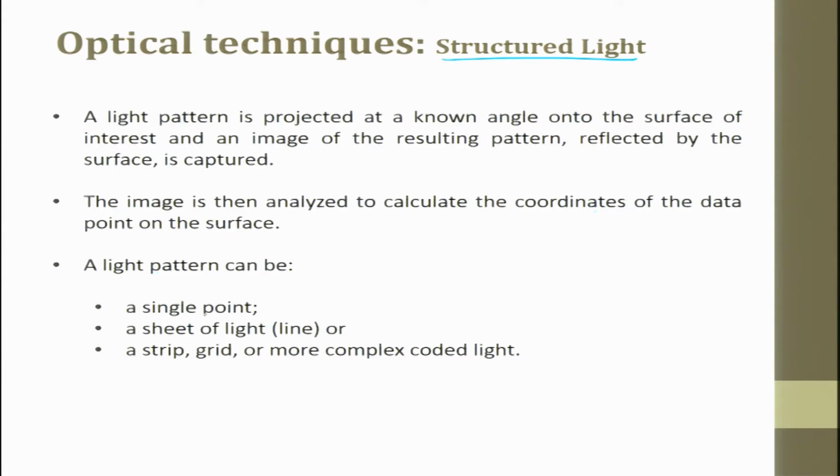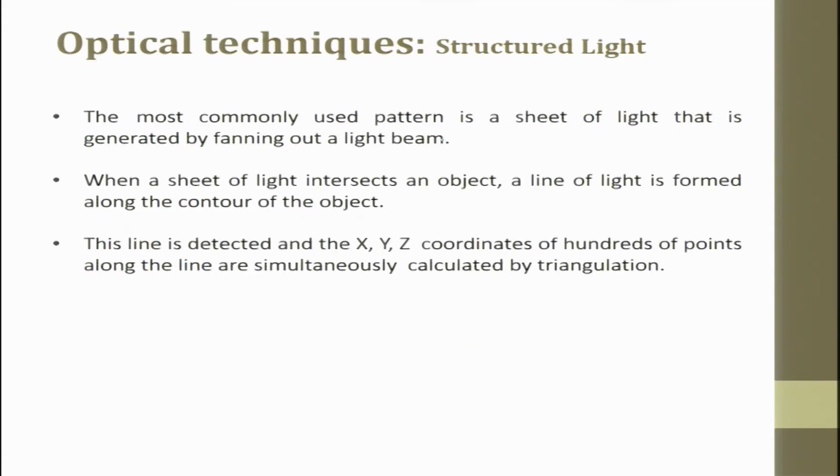The light pattern can be a single source, a sheet of light, or a strip grid or more complex coded light. The most commonly used pattern is a sheet of light that is generated by fanning out a light beam. When a sheet of light intersects an object, a line of light is formed along the contour of the object. This line is detected and the XYZ coordinates of hundreds of points along the line are simultaneously calculated by triangulation technique. This is very important. They are calculated by triangulation technique and then you try to get the output.